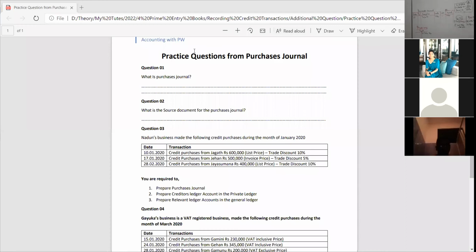But the last one has to be January. The last one also should be January. It was recorded as February. Make it January. Right. Okay.